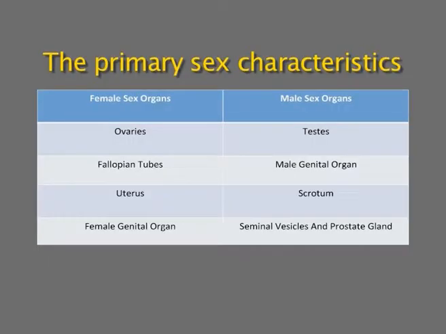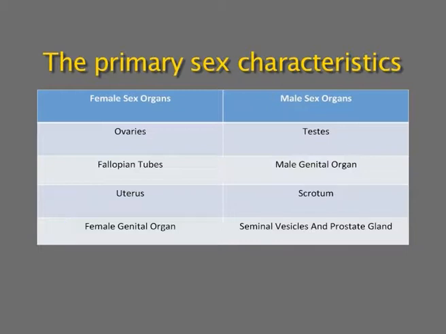The primary sex characteristics of female are the ovaries, fallopian tubes, uterus and the female genital organ. The table shows the primary sex characteristics of both males and females. The female sex organs are ovaries, fallopian tubes, uterus and the female genital organ.